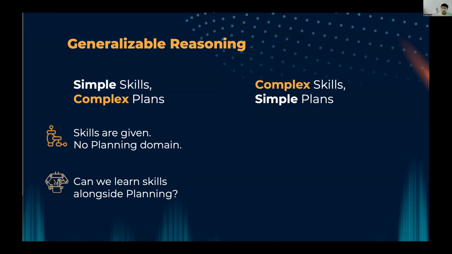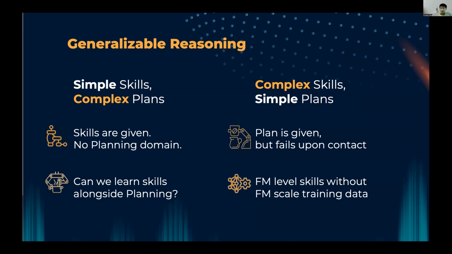But there is a different aspect of the world as well, especially in robotics, where the skills are complex but the plans are simple. Meaning the concept of opening a jar from a planning perspective is straightforward. The plan is almost always the same. It's the low-level skills, where the rubber meets the road, that things break down, right? So in this case, you can imagine that the plan is given, but it fails upon contact. Contact meaning the rubber meets the road, not necessarily contact conditioning. And then how do we train or create these foundation model level skills without foundation model training data, right?